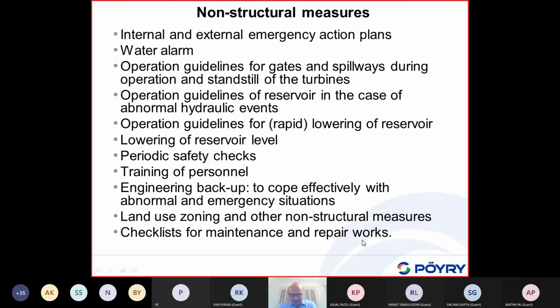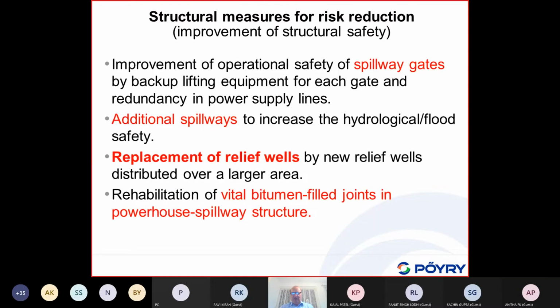So I would say these are non-structural measures, which, as I mentioned, do not cost much, except I think the most expensive would be a water alarm system with some sirens. Typically in Switzerland, I think it may cost about $1 or $2 million for big dams. Now, what are the structural measures for risk reduction? That means for improvement of the structural safety or for reducing the probability of failure.